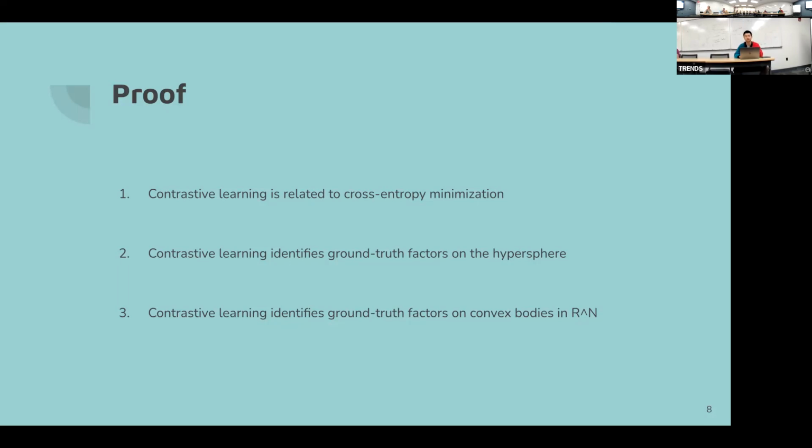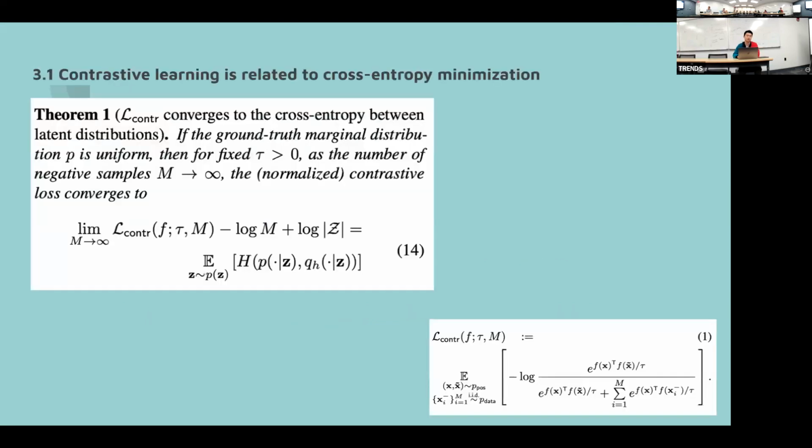which is the conditional ground truth distribution. And then they will make the ideas more generalized to a convex body, not only on the hypersphere, but to a more general convex body like a hyperrectangle or even unbounded distributions. So now we will start with the annoying part.